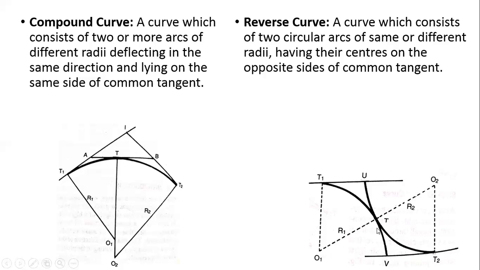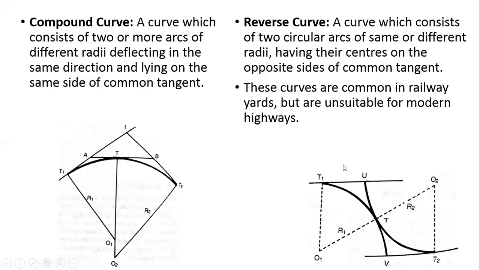So a reverse curve is a curve consisting of two arcs. This is one arc, this is another arc, with their centers on the opposite side of the common tangent. My common tangent is here, one center is here, one center is here. Such a type of curve is called your reverse curve. It is also called an S-shaped curve because the shape here is an S. Look here, I'm starting from here and then going this way. So this is your S shape, a serpentine curve or S-shaped curve.